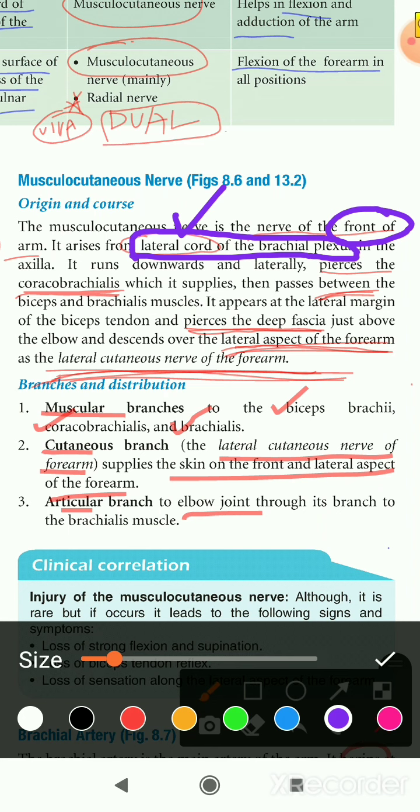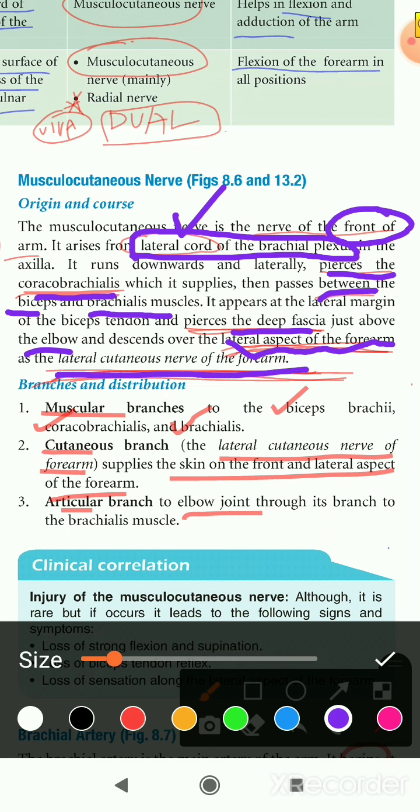Then it runs downward and laterally and pierces the coracobrachialis. After passing the coracobrachialis, it passes between the biceps and brachialis muscles. Then it appears at the lateral margin of the biceps tendon and pierces the deep fascia just above the elbow and descends on the lateral aspect of the forearm as the lateral cutaneous nerve of the forearm.